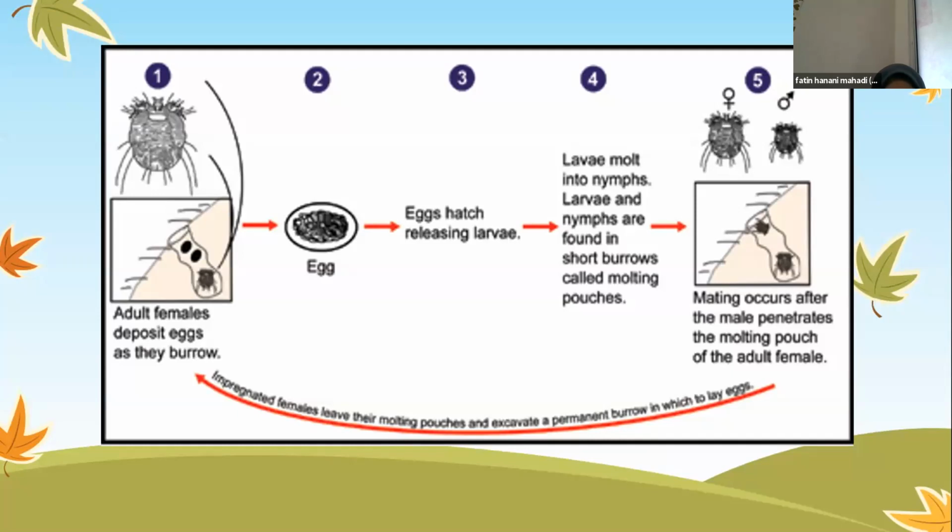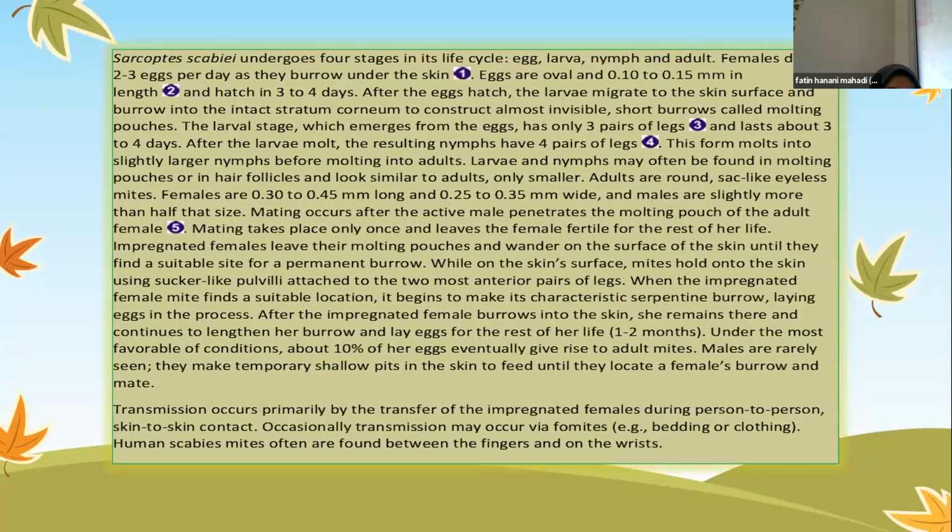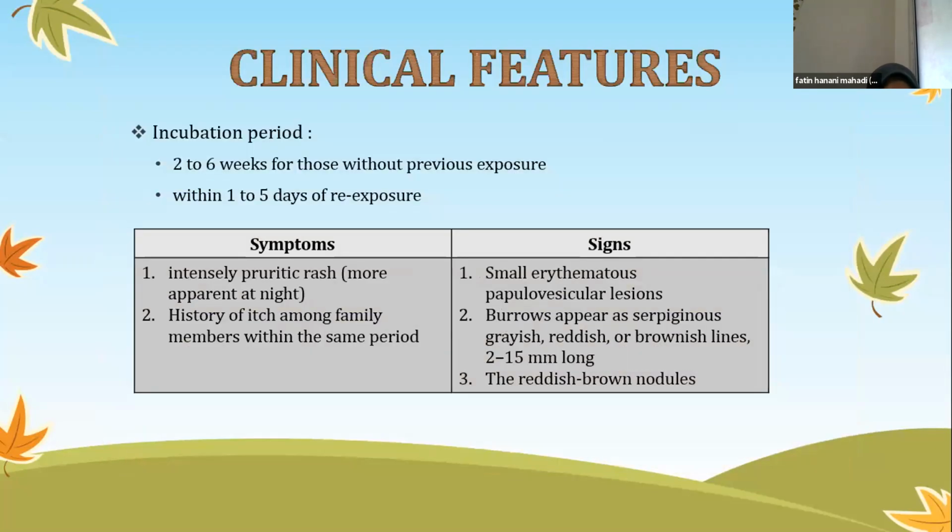Okay, this is the details regarding the life cycle of the Sarcoptes scabiei.